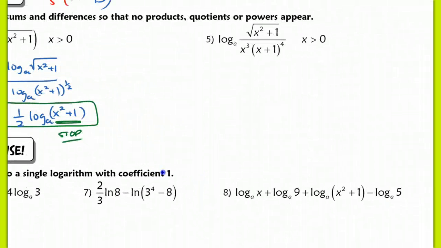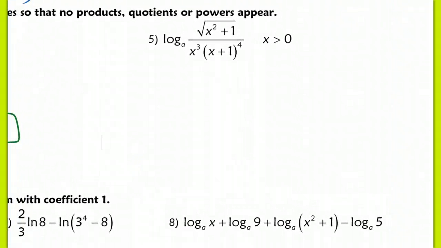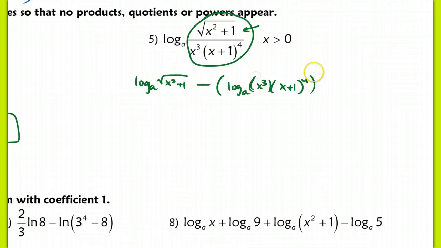In problem number 5, we have a slightly more difficult looking example, but we're just going to go through it step by step. 1, we see that we have a quotient, right? This is one big fat quotient here. So I know that I can take the numerator, log base a of my numerator, and I'm going to subtract the entire log base a of x cubed times x plus 1 to the 4th. So that's the whole argument here in the denominator. So this was just the numerator minus the denominator here. Okay, and that works because I'm just using that log of quotients.